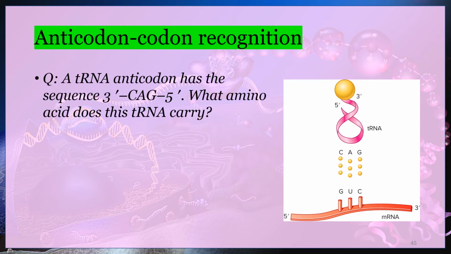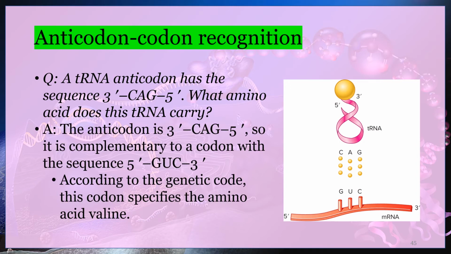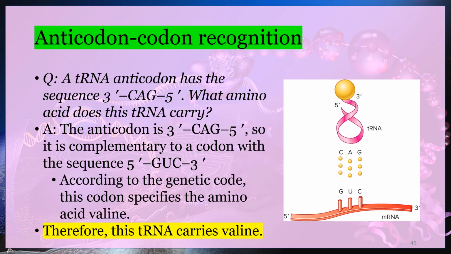So question, a tRNA anticodon has the sequence 3' CAG 5'. What amino acid does this tRNA carry? The anticodon is 3' CAG 5', so it is complementary to a codon with the sequence 5' GUC 3'. According to the genetic code, which is the chart that you saw earlier, this codon specifies the amino acid valine. Therefore, this tRNA carries valine.